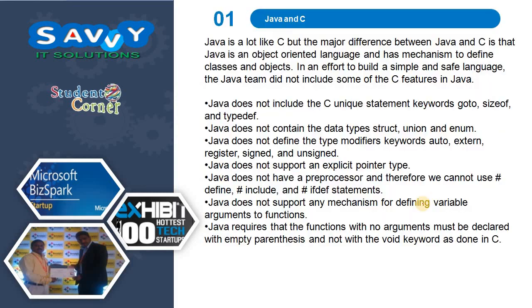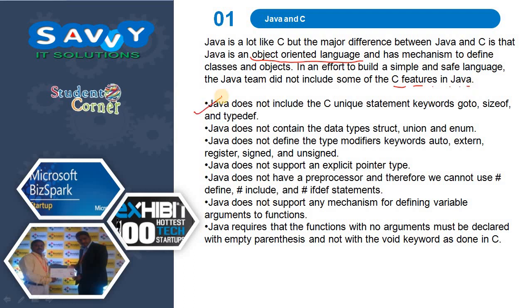So the first one is Java and C. Java is a lot like C, but the major difference between Java and C is that Java is an object-oriented language and has a mechanism to define classes and objects. In an effort to build a simple and safe language, the Java team did not include some of the C features in Java.